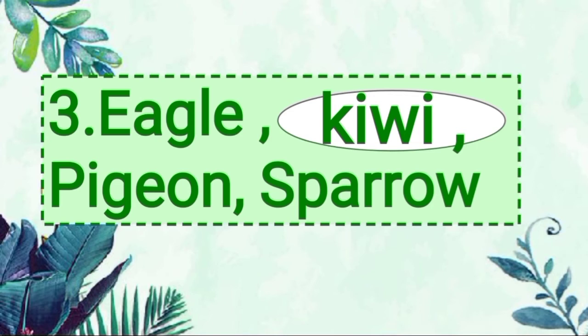But the second bird, which is kiwi, is a flightless bird, means which cannot fly, because kiwi has a heavy body. So here kiwi is different from the other three birds as it is a flightless bird. So we have to circle kiwi.